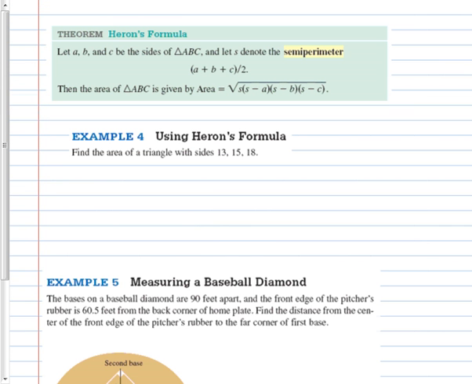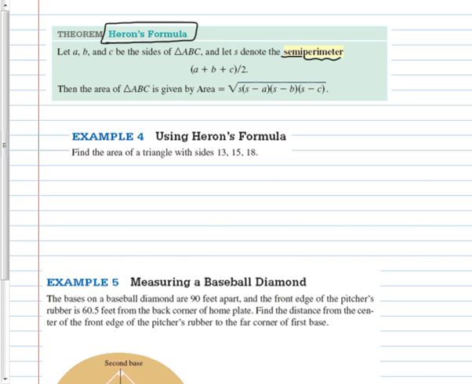Next new formula, Heron's formula. There's another way of getting the area of a triangle when all I know are the sides of the triangle, know nothing about the angles. It's called Heron's formula. And it uses something called the semi-perimeter. What is perimeter of anything? Distance around. Add up all the sides.